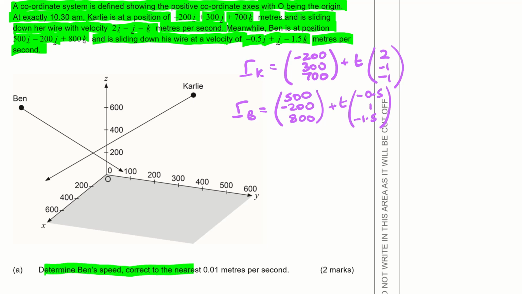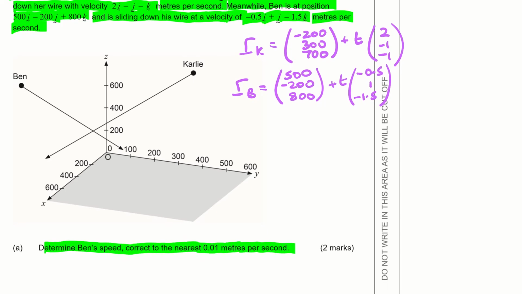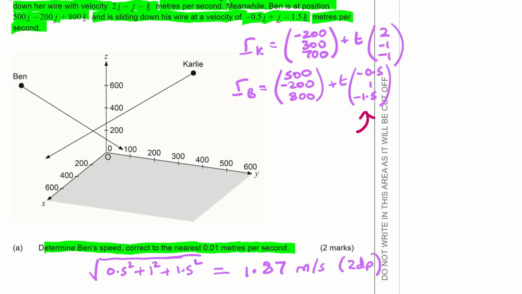Determine Ben's speed correct to the nearest 0.01 meters per second. Well, his speed is just going to be the magnitude of this velocity. So that is simply the square root of 0.5 squared plus 1 squared plus 1.5 squared. We don't need to worry about negatives because we're squaring. And that gives us 1.87 meters per second, correct to the 2 decimal places required.